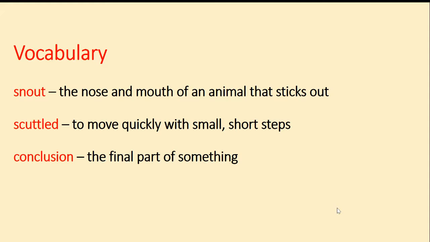Before we start reading, there are some words that I think you need to know. The first word is the word snout. My turn, snout. Your turn. A snout is the nose and the mouth of an animal that sticks out, like a hedgehog's snout, or a fox's snout, or a dog's snout. Cats don't have snouts. Their faces are quite flat. So a snout is a nose and a mouth of an animal that sticks out.